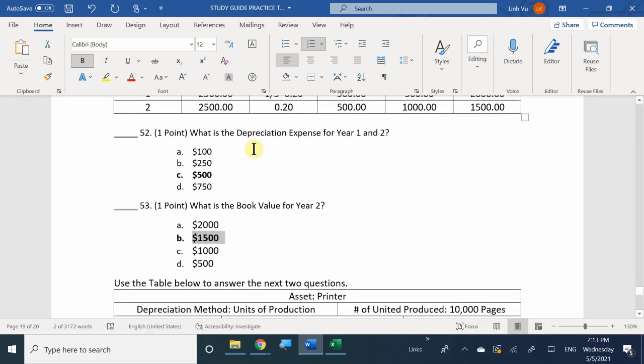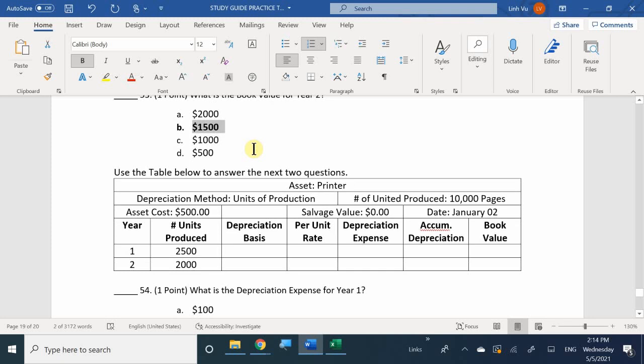Okay. So now moving on to the next one. Use the table to answer the next 2 questions. This time we have a printer, and the method that we're using is units of production. Here the asset cost is $500, the salvage value is $0, and the number of units it could produce is 10,000 pages. And we placed it into service as of January 2nd.